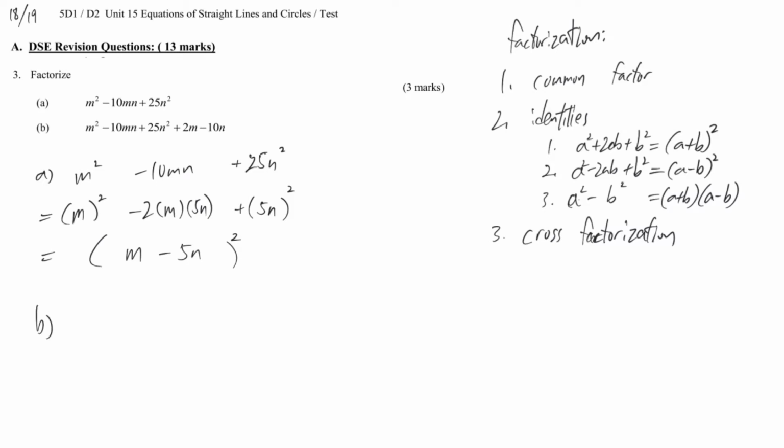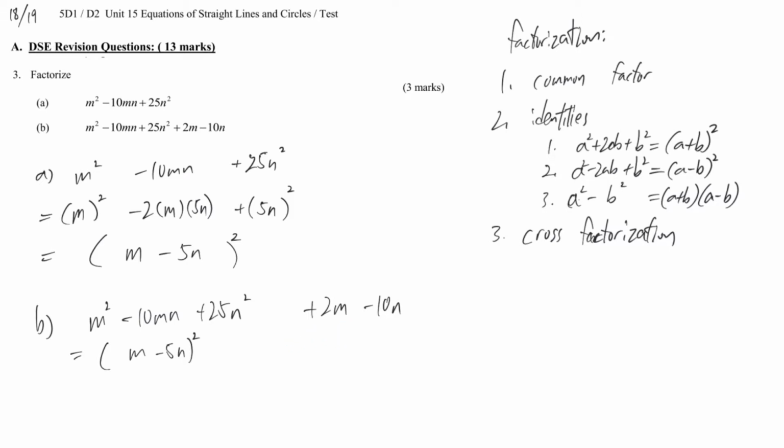Part B, we have exactly the same first three terms. That means we are going to use the result of part A. And then the second part, you may write it further away. And then we have m minus 5n bracket square.